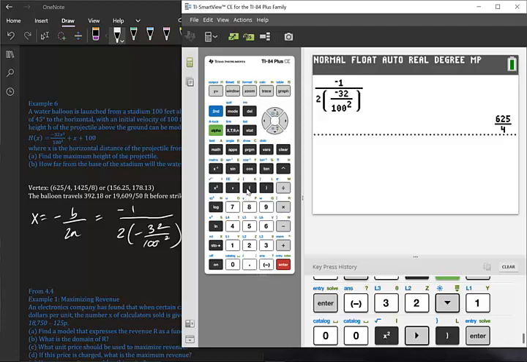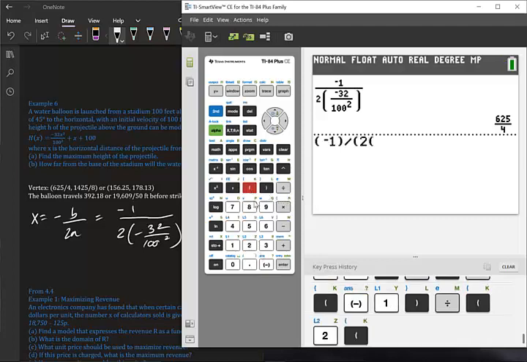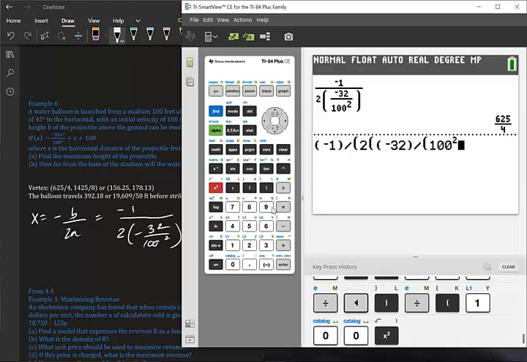Let's plug it in. So parentheses, negative 1, parentheses, divided by, parentheses, 2, parentheses, parentheses, negative 32 over, my bad, close out those tops. See how it closes out the numerator? Divided by parentheses 100 squared. Close out the denominator, close out the fraction, and close out the entire bottom.